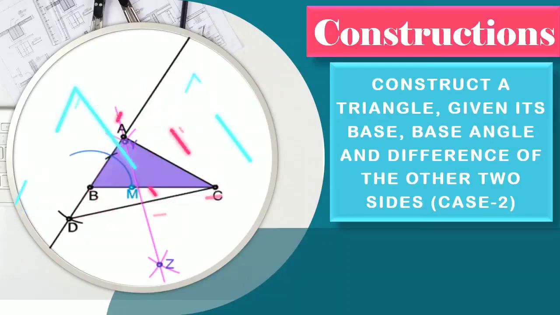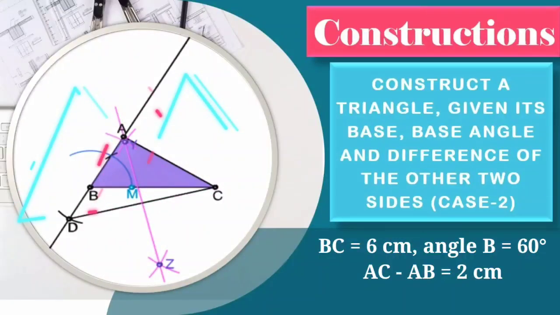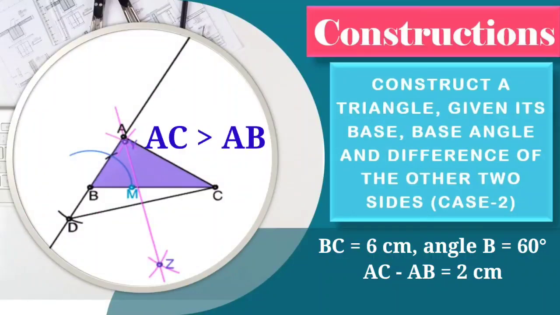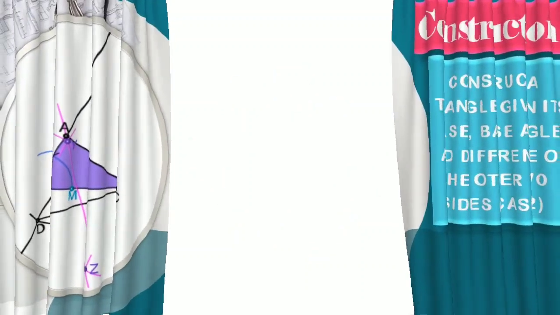Hello everyone. Today in constructions, we are going to learn how to construct a triangle when we have its base, a base angle and difference of the other two sides. And please note here from the given difference, we can conclude that AC is greater than AB. So let's see how we are going to construct a triangle for such case.